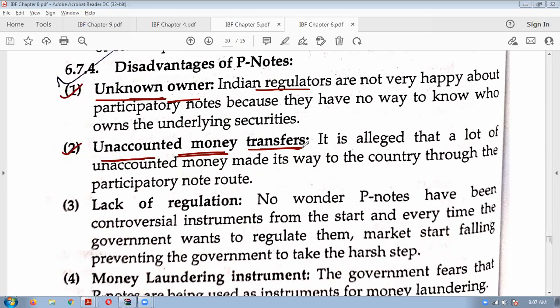Okay. So say persons who have black money in India, they can invest in P notes outside India and bring that money into the Indian stock market. Understanding? So that's why it is alleged that a lot of unaccounted money made its way to the country through participatory notes. Because the foreign institutional investor has invested, the ultimate owner's identity is not disclosed. So a lot of black money, unaccounted money, can come to India through participatory notes.